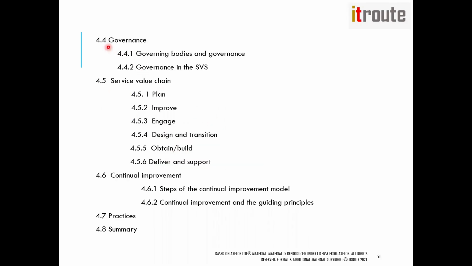And also governance, part of the governance, we have governing bodies and governance. Now the service value chain, part of this we're going to discuss plan, improve, engage, design and transition, obtain, build, deliver and support. Continual improvement, steps of the continual improvement model, continual improvement and the guiding principles, practices and summary. So these are the contents we have in these sections.